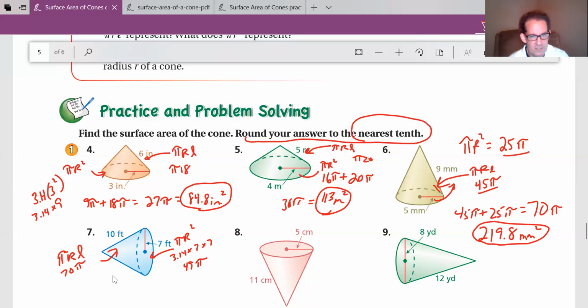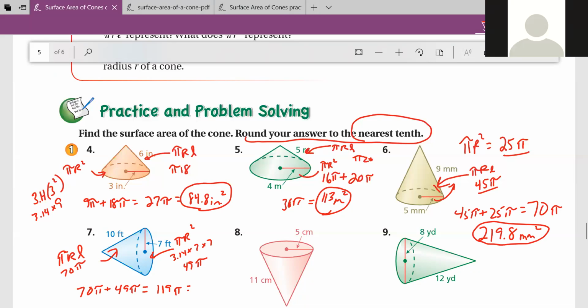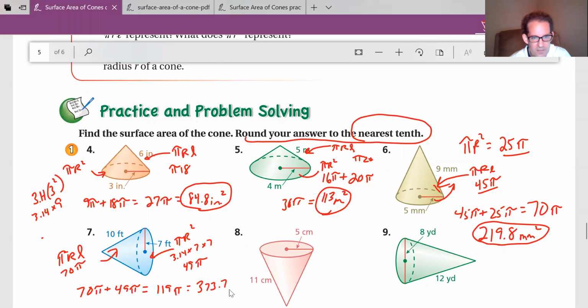And my total surface area just involves me adding those two. So I have 70 pi plus 49 pi will equal 119 pi. And I simplify that by simply multiplying 3.14 times 119 for a surface area of 373.66. And 6 is in the 100th place. I'm going to round that 10th place up to 7. We'll round this to 373.7. 373.7 square feet. And that's the surface area of number 7.